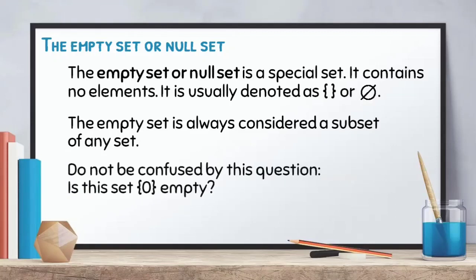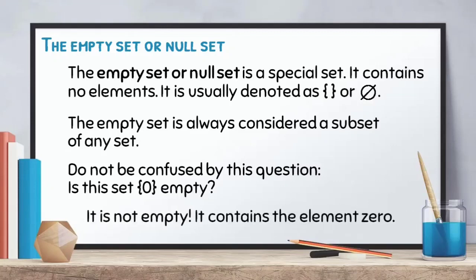How about if we have this set, okay? Is the set containing 0 empty? Yes or no? It is not empty. Why? Because it contains the element 0. So 0 is still considered an element of a set. So do not be confused with this example. All right, any question?